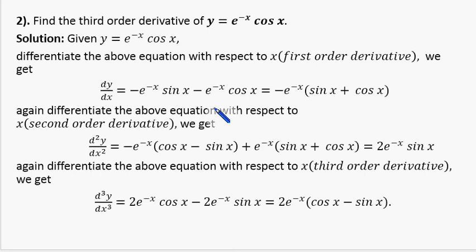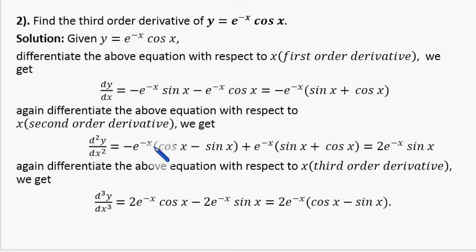Differentiating the above equation with respect to x, we get the second order derivative. We can apply the product rule here. The term is d²y/dx² equals minus e^(-x) into the derivative of sin x, that is cos x, minus the derivative of cos x, that is minus sin x, plus the term e^(-x). Here a minus is already there, so minus into minus gives plus e^(-x) sin x plus cos x.